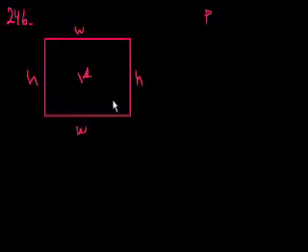So let's see what the perimeter would be. It would be 2 times the width plus 2 times the height is equal to the perimeter. And then we could also say width times height is equal to area. But if we can solve for height in terms of the perimeter and the width, then we could use that to get an expression that doesn't involve this variable.